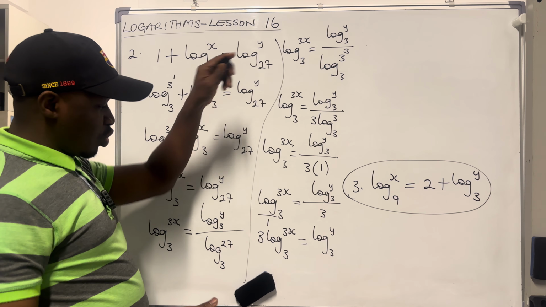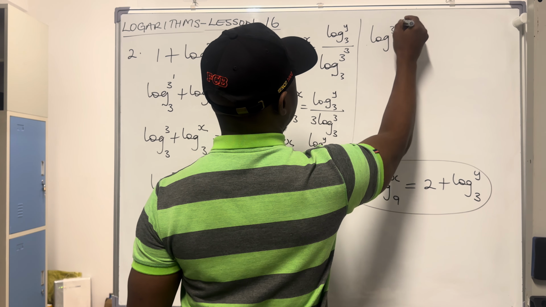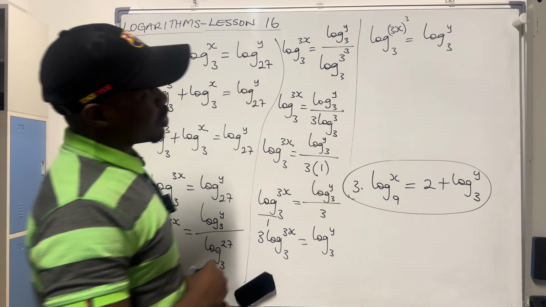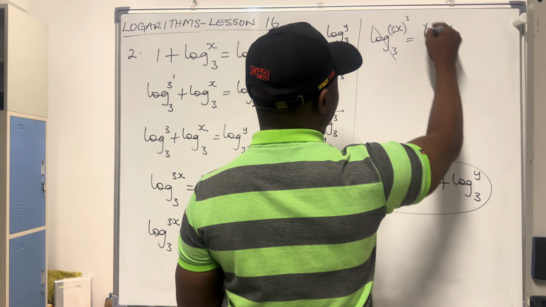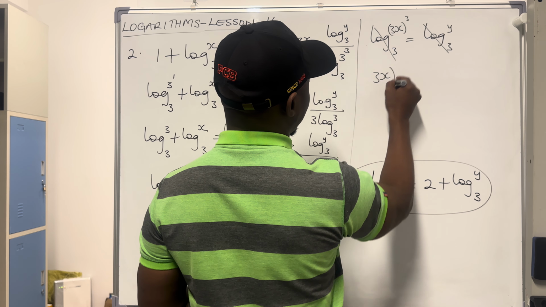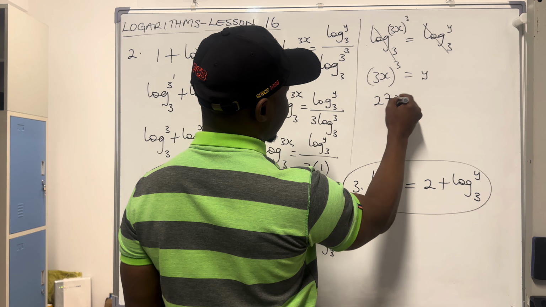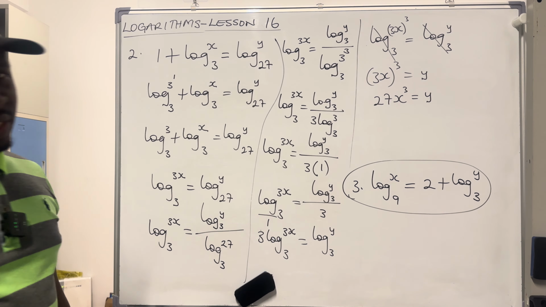Okay. So if this one goes to the top, we have log 3x to the power 3. If it's just x, no need for the brackets, but 3x, so base 3 equal to log y base 3. So now, one log, one term, the bases are the same. So we drop the log. So we say 3x to the power 3 equal to y. 3 to the power 3 is 27. x cubed equals to what? y. Is this our final answer?